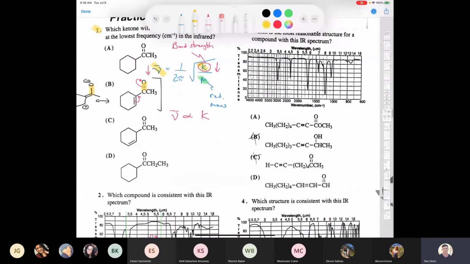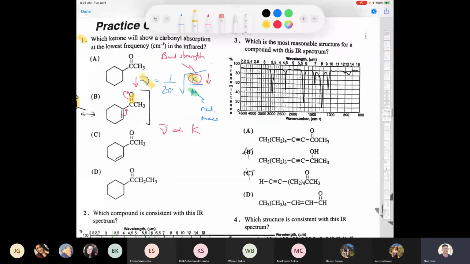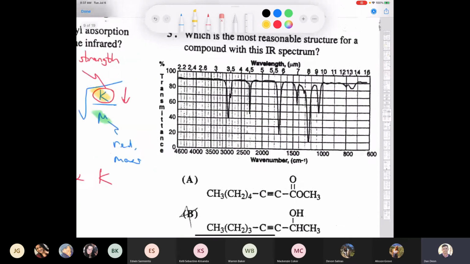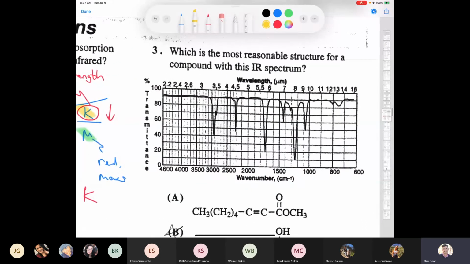Question number 3. Uh-oh. You can see some of Mr. Dion's scratching on here. But anyhow, let's give it a try. It says, which is the most reasonable structure for this IR spectrum? And I realize that this might not be the easiest IR spectrum to read. Let me try to zoom in on it here. Let's do the whole ruler thing. And we'll draw a line at around 1,700. So this is 1,700 here. And we'll draw a line around 3,000. And that might help a little bit.